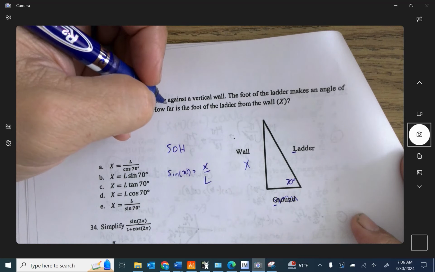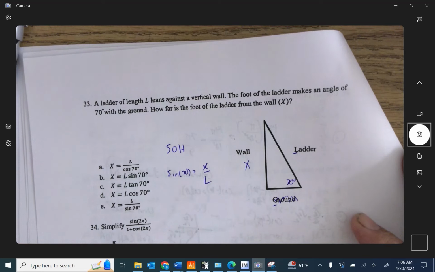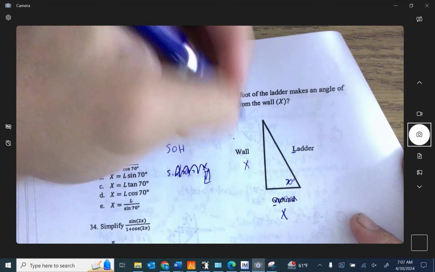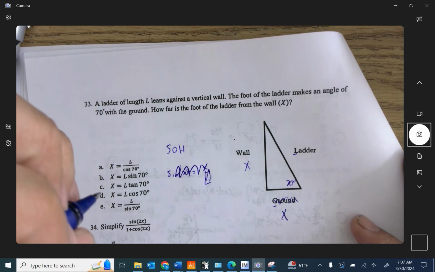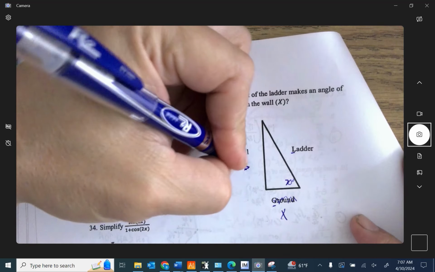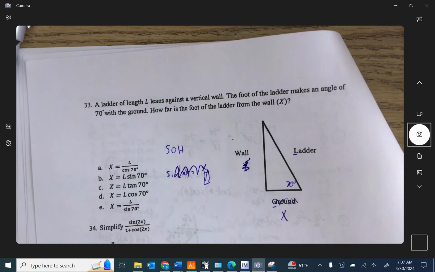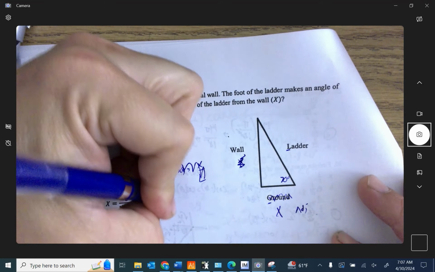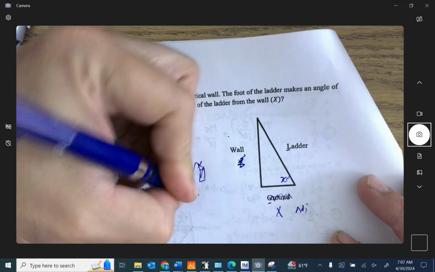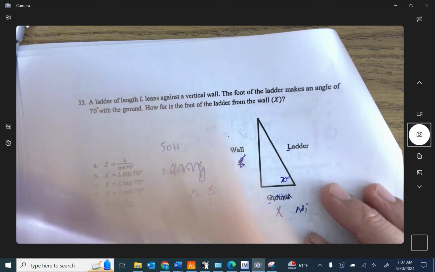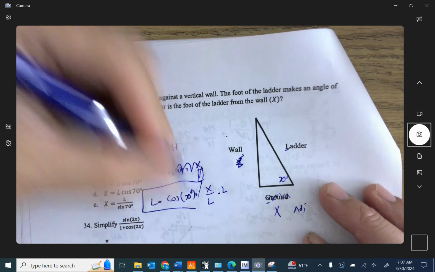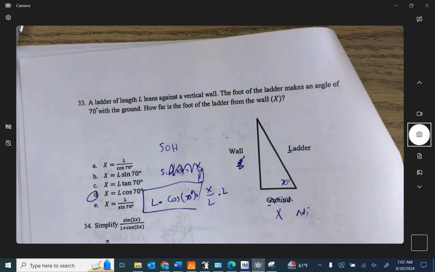How far is the foot of the ladder from the wall? Actually, I can't read. This is what they want to be x. It is, isn't it? Sorry about that. We have adjacent, which is going to be the cosine ratio. Cosine of 70 degrees equals x over L. And all I gotta do is multiply L on both sides, and I'm done. x is L cosine of 70.